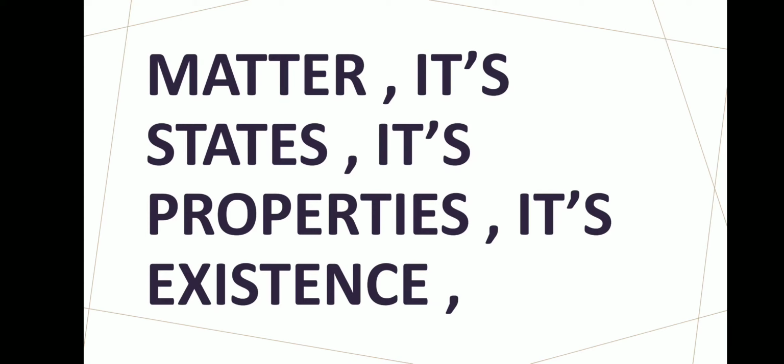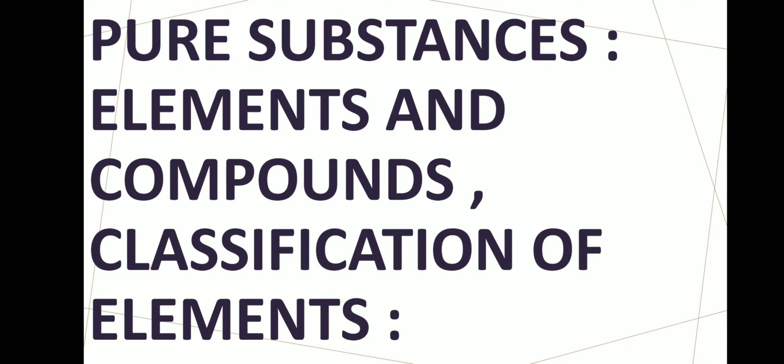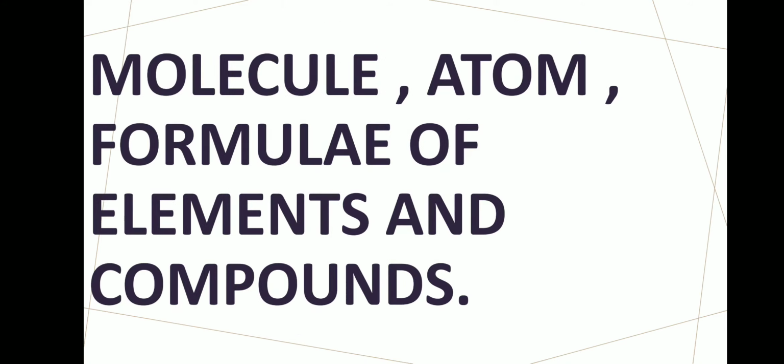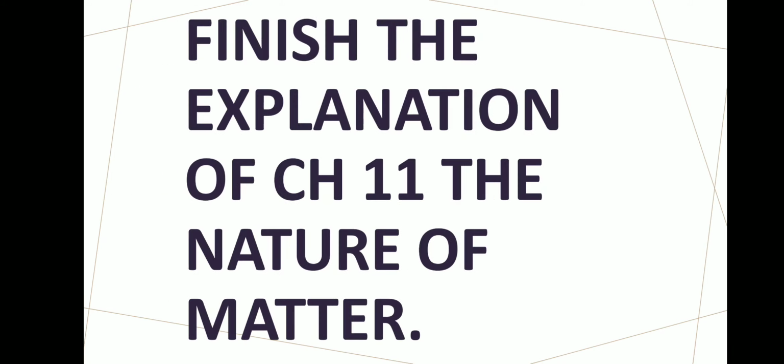This is all about chapter The Nature of Matter, and what we have learned till date is matter, its states, its properties, its existence, pure substances like elements and compounds, classification of elements into metals, non-metals and metalloids, symbols of elements, molecule, atom, formulae of elements and compounds. With this, we finish the explanation of chapter 11, the nature of matter.